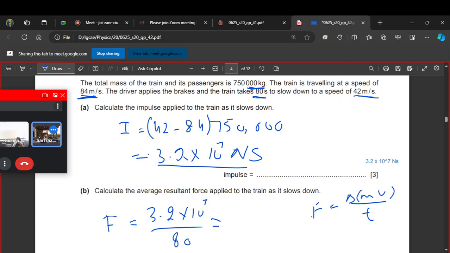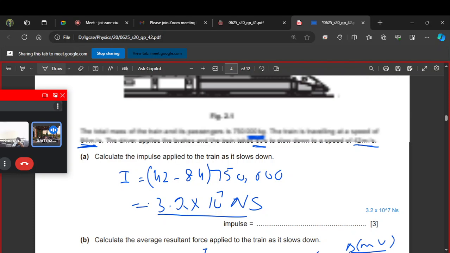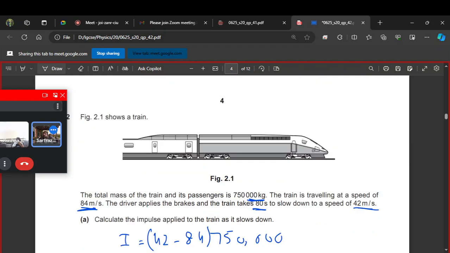Okay. Next question says: suggest how the shape of the train helps it to travel at high speed. So how does the shape help? It is streamlined. Yes, it is streamlined. Then what will happen? Because the shape is streamlined, it will reduce air resistance. Okay.